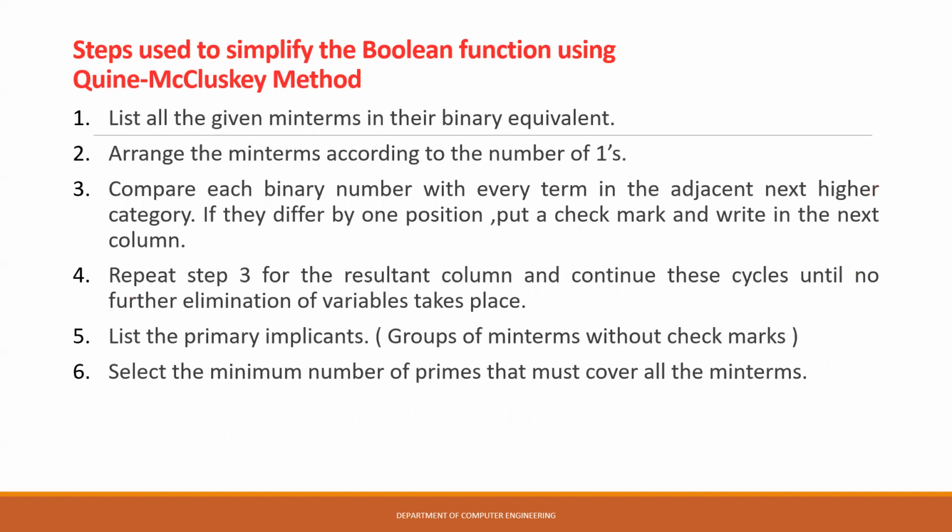Now, let us discuss the steps used to simplify a Boolean function by using the Quine-McCluskey method. The first step is to list all the given minterms in their binary equivalent. We have to list all the given minterms and represent them in their binary equivalent. Then the second step is to arrange the minterms according to the number of ones present in them.